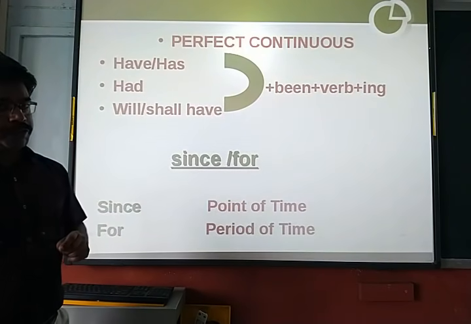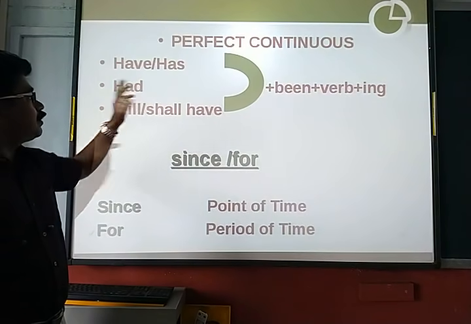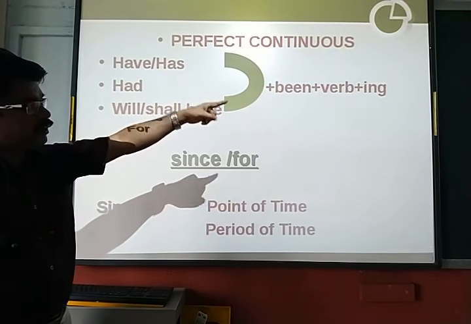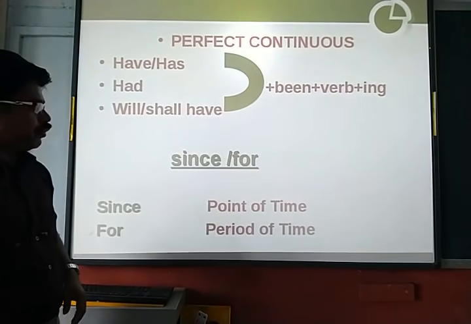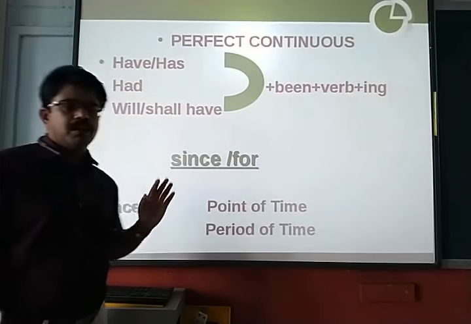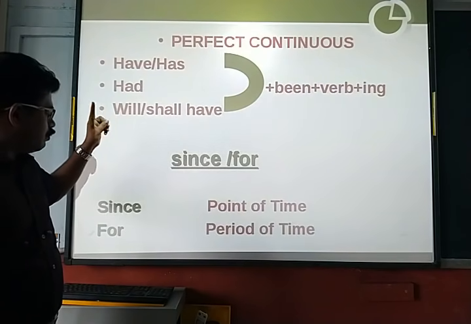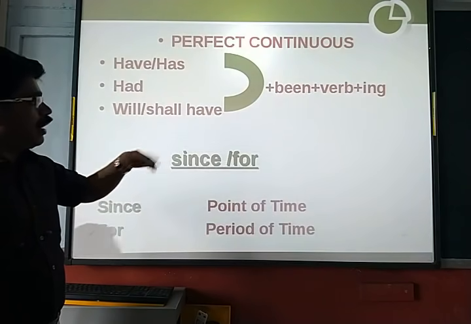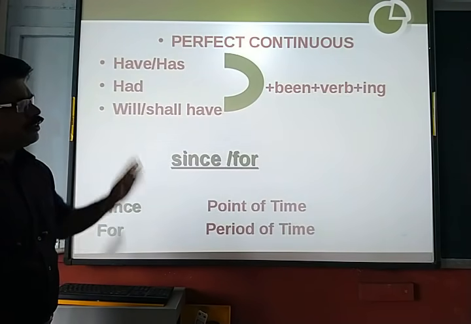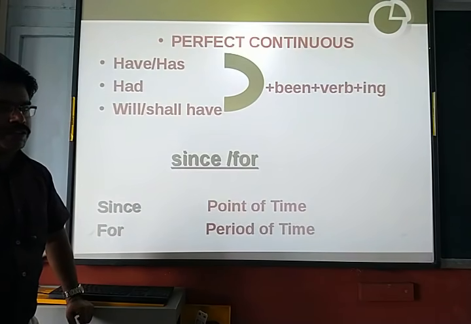Perfect continuous. Have or has plus been plus verb's ing form. Then something I have written here, since or for. We'll come to that one. Then, in the same way, had. Will or shall have. This is the structure of perfect continuous tense.